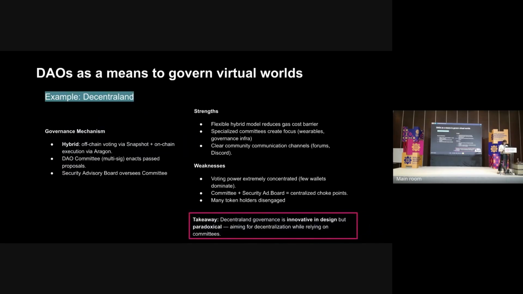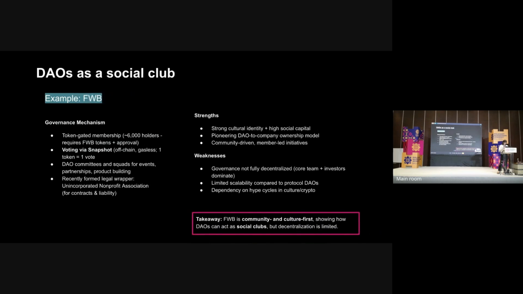Right. So, DAOs as a social club, the last example. This is a bit different, Friends with Benefits. This is more like an online Soho club, right? You get in by recommendation, it's curated, who gets to get in. Of course, you have to also buy tokens, but there is a cultural fit.